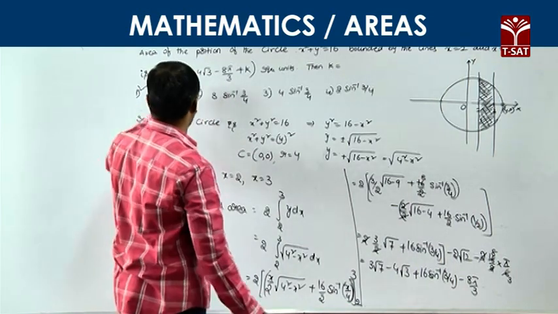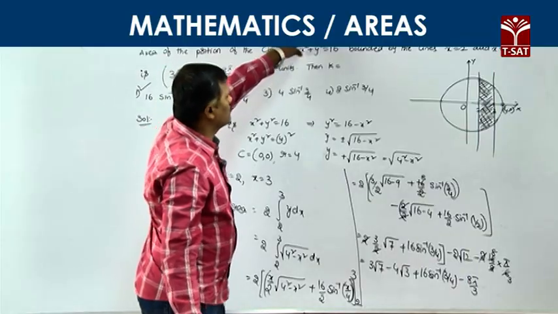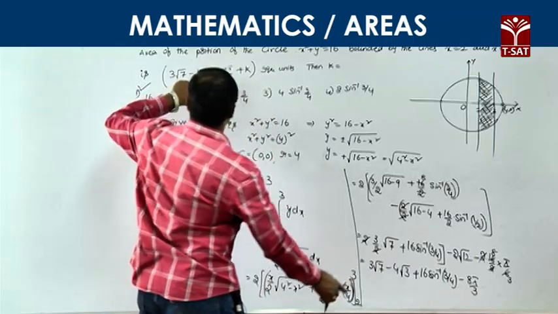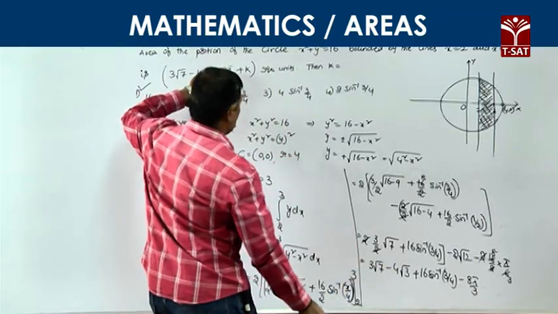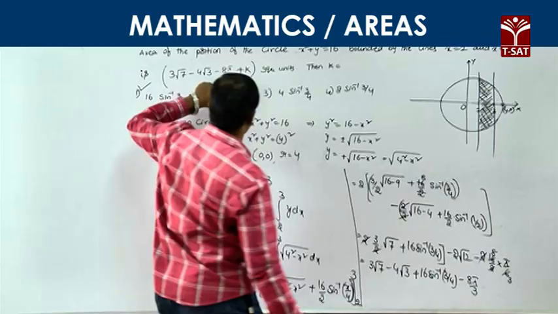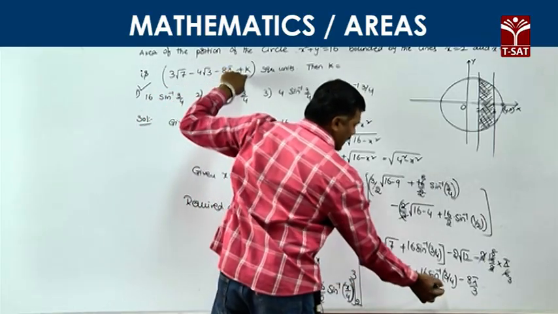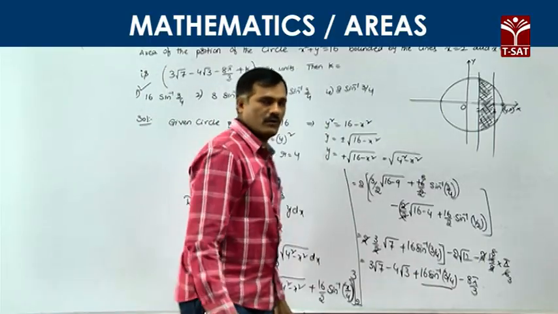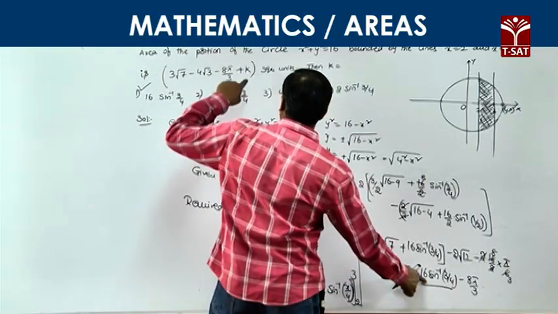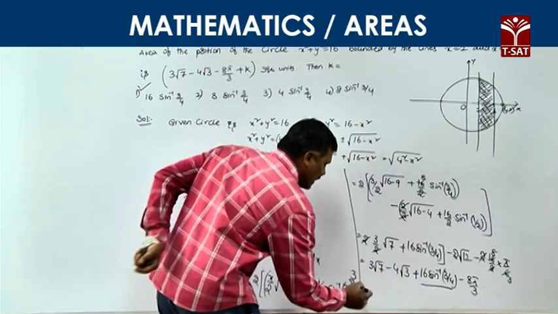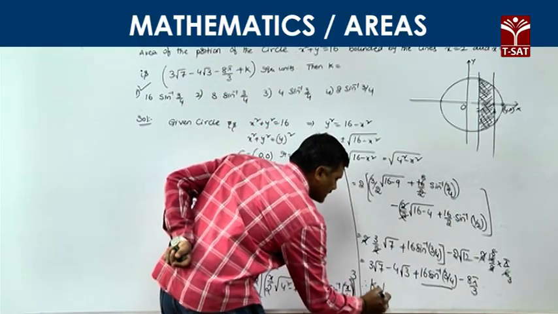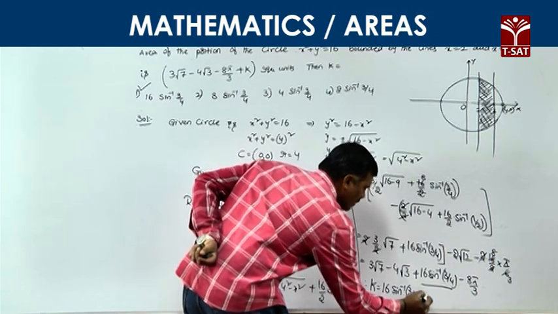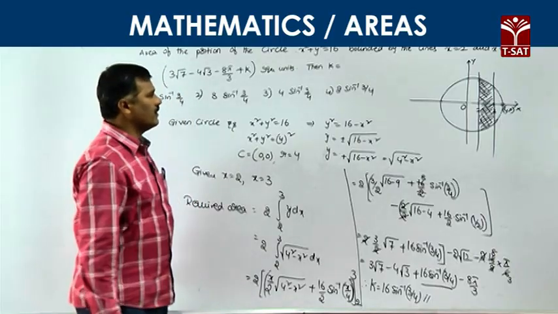You can observe here our given problem's required area is already given here: 3 root 7 minus 4 root 3 minus 8 pi by 3 plus k. What is k here? In place of k here is 16 sin inverse of 3 by 4. Therefore k is equal to 16 sin inverse of 3 by 4, which is the k value of the given problem.